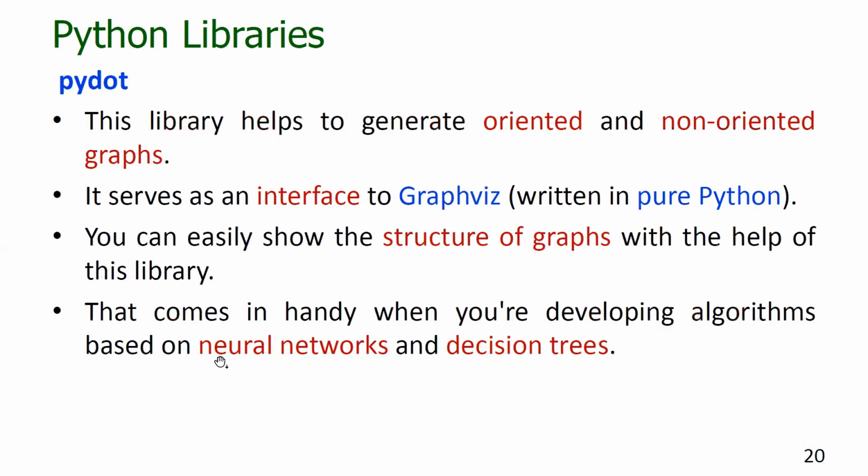The next library is PyDot. This library helps to generate oriented and non-oriented graphs. It serves as an interface to GraphViz written in pure Python. We can easily show the structure of graphs with the help of this library. That comes in handy when we are developing algorithms based on neural networks and decision trees.